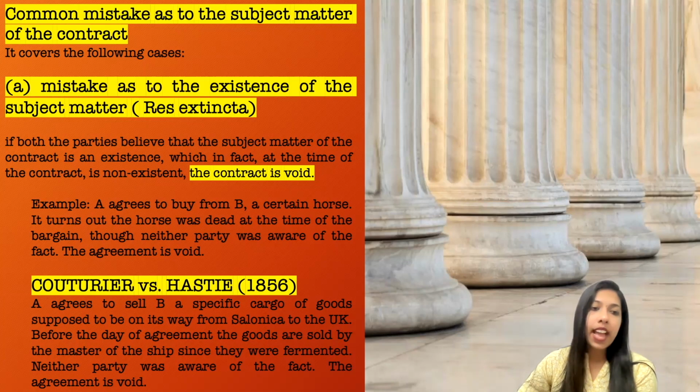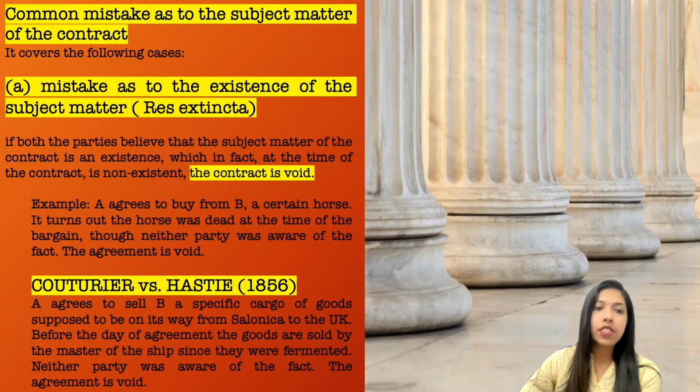And there is a case law, Couturier versus Hastie. In this 1856 case, A agrees to sell B a specific cargo of goods that was supposed to be on its way from Salonika to the UK. Before the day of the agreement, the goods were actually sold by the master of the ship, since they were fermented. That was not known by both the parties, the existence of the subject matter.